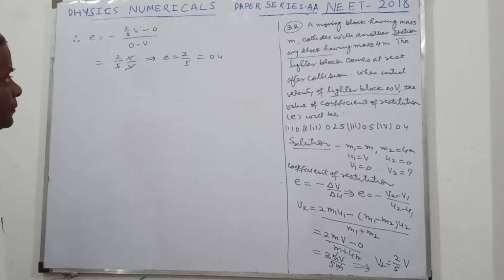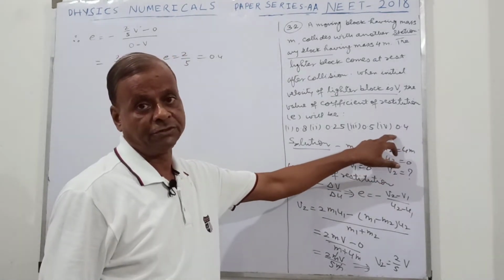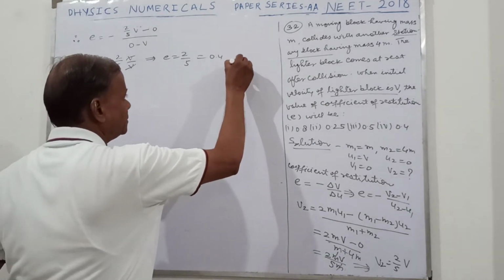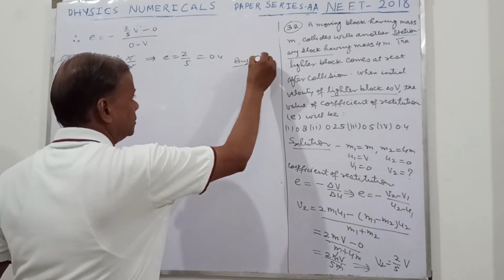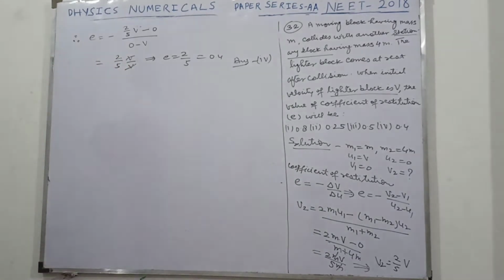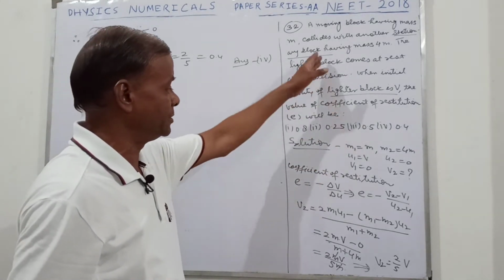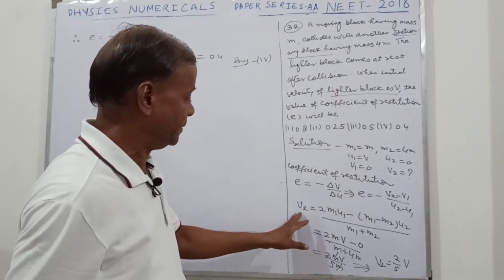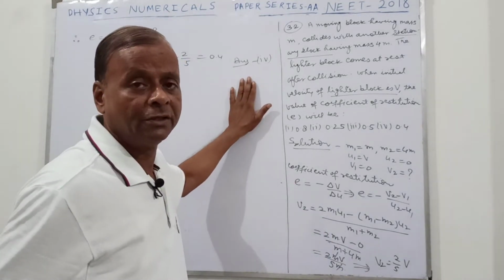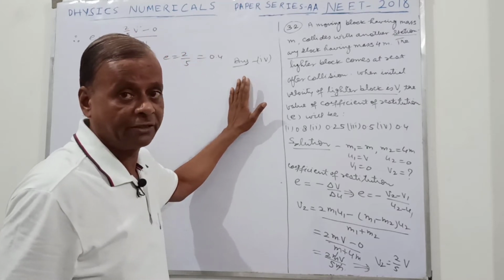So the value of coefficient of restitution is 0.4. This is now the right answer, 0.4. So our answer is fourth. What we have, you just apply the formula and find out the quantities that are given in this question, and then find the unknown quantity and then put the value and calculate the value of coefficient of restitution. This is dimensionless, so it has no unit at all.